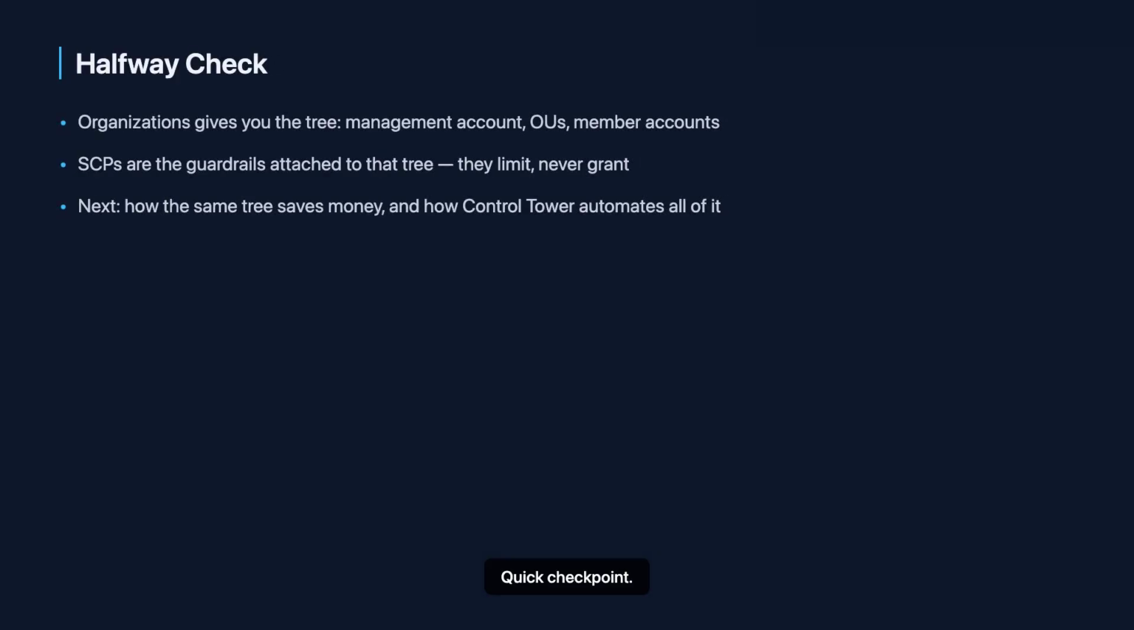Quick checkpoint. Organizations gives you the tree, management account at the top, OUs in the middle, member accounts at the leaves. SCPs are the guardrails you attach to that tree, and they only ever limit. Coming up next, we look at how the same tree gives you a single bill with pooled discounts, and then how Control Tower automates the entire setup so CodeGorillas doesn't have to build it by hand.